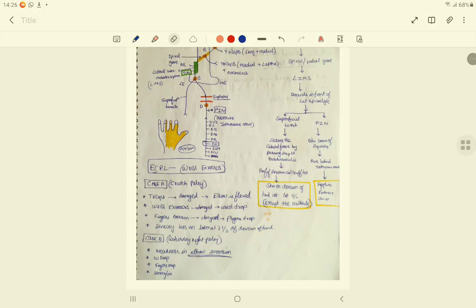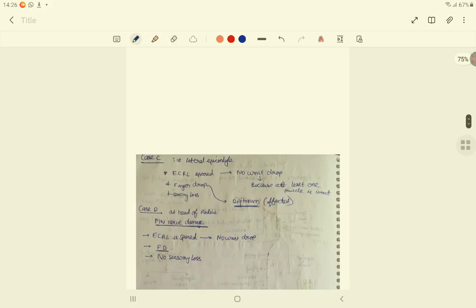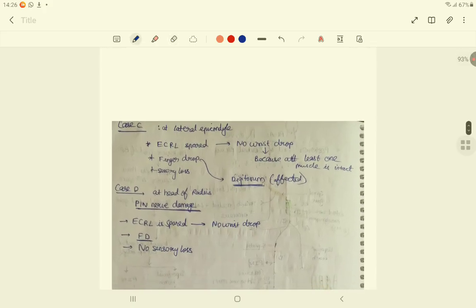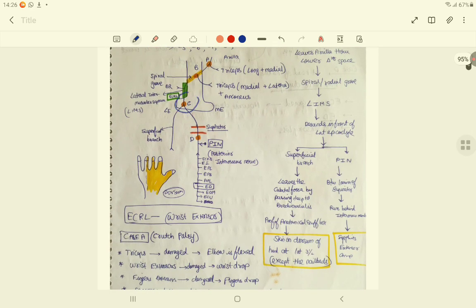So yeah, that's about case B. Now let us talk about case C. In case C, if you see, the damage is at the lateral epicondyle. So the damage is present over the lateral epicondyle. I told you it runs in front of the lateral epicondyle, right? So when there is any damage, that could be because of many other reasons.